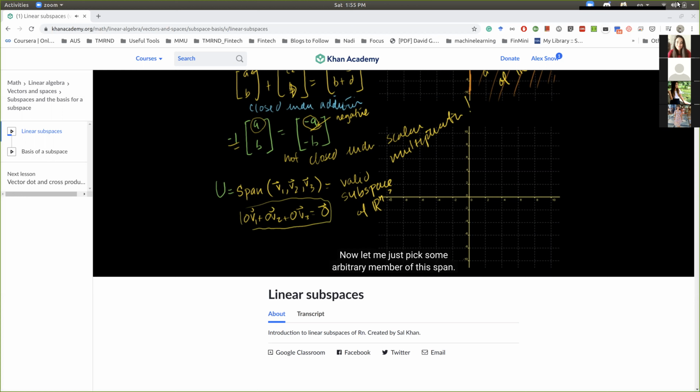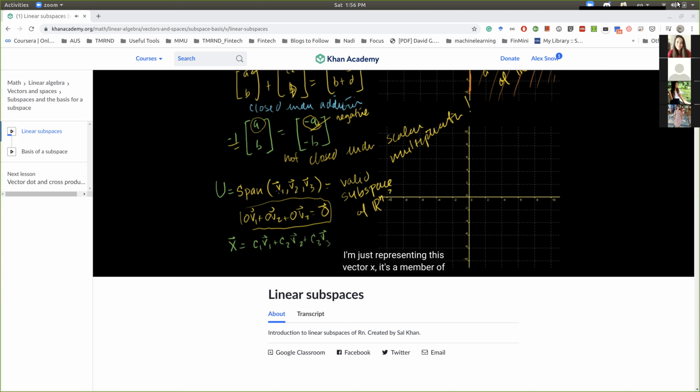Now, what if I just pick some arbitrary member of this span. In order to be a member of this set, it just means that you can be represented, let me just call the vector x, as a linear combination of these vectors. So, some combination c1 times v1 plus c2 times v2 plus c3 times v3. I'm just representing this vector x. It's a member of this, so it can be represented as a linear combination of those 3 vectors.